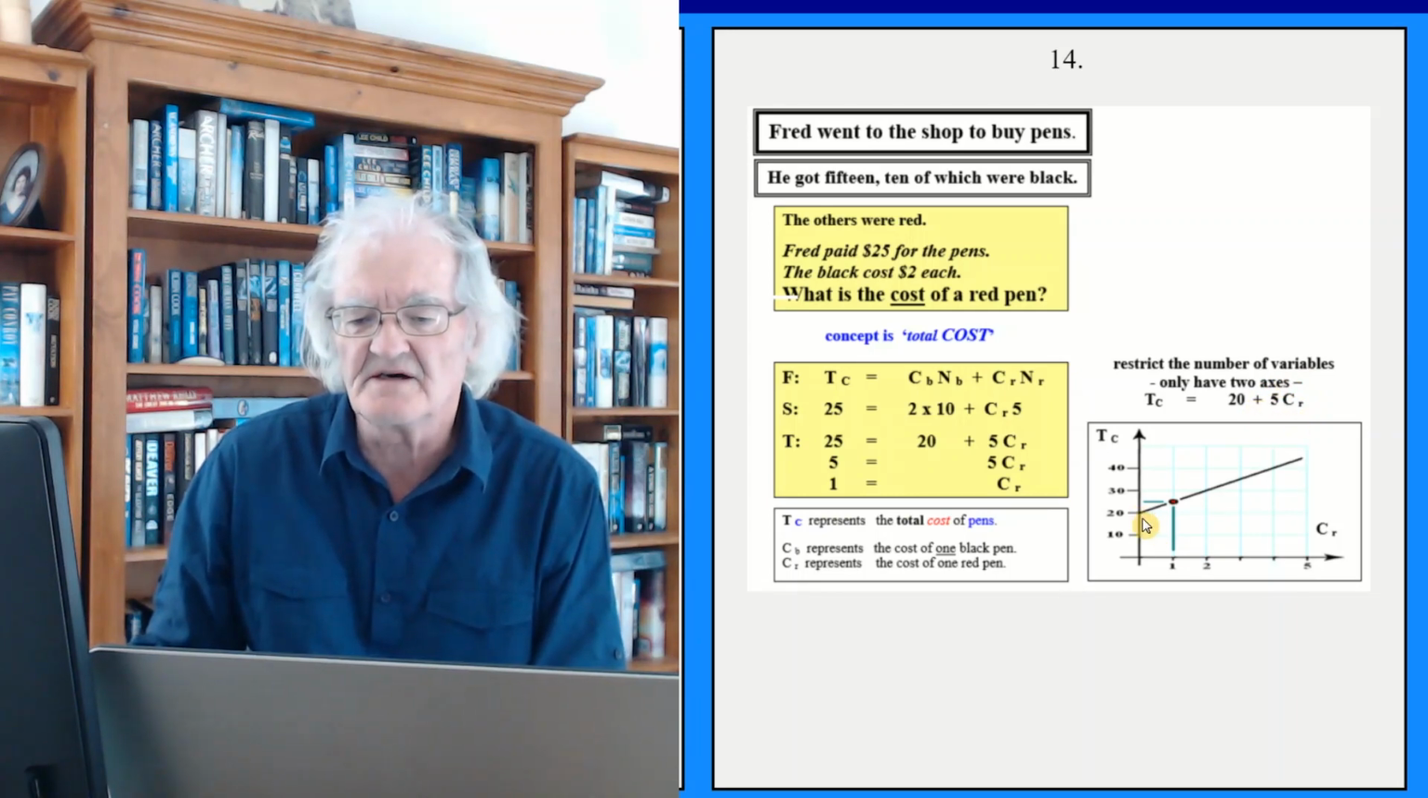So $20 cost of the black, 25 if it's $1 each for the red, 30 if it's $2 each for the red, 40 if it's $4 each for the red. Notice the 20 can be considered a starting possibility, and the graph increases based on what we know about the red.